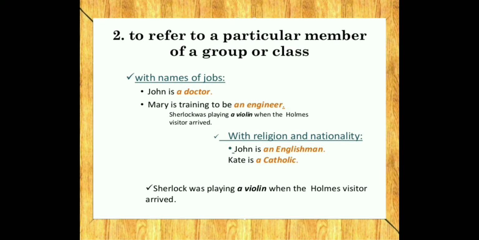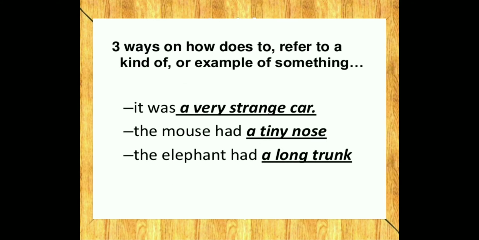The next case is when we refer to a particular member of a group or class. For example, with names of jobs. John is a doctor. D is a consonant sound, that's why a doctor. Engineer is a vowel sound, e, and that's why we will use an with engineer. Similarly, with religion and nationality, we'll also use a or an depending upon the sound.